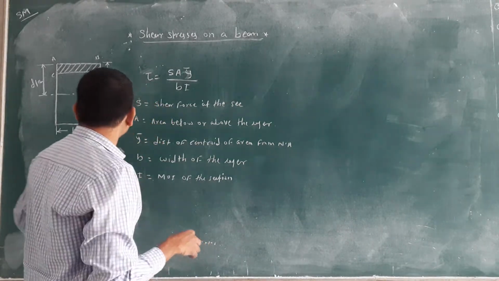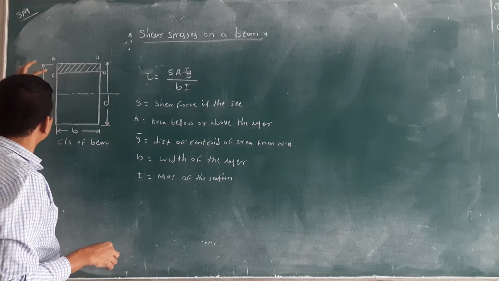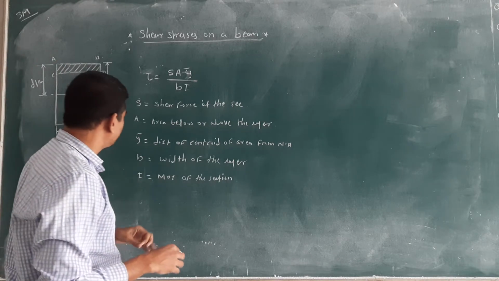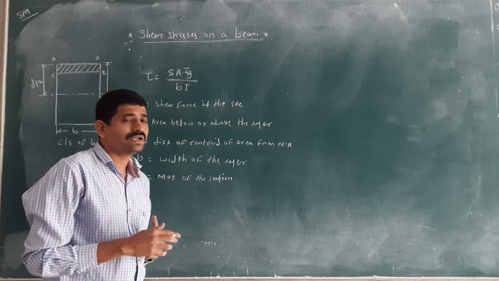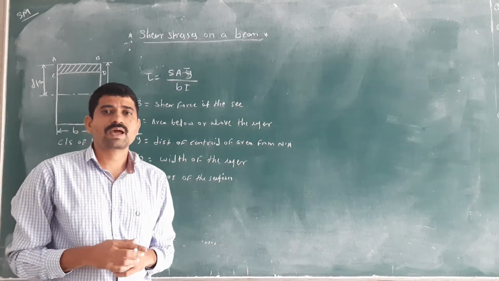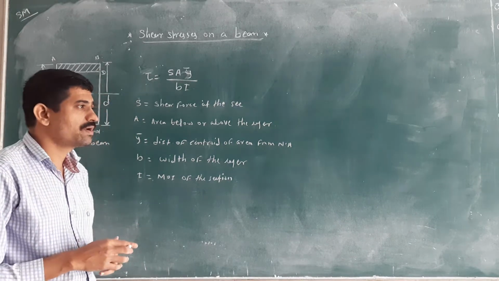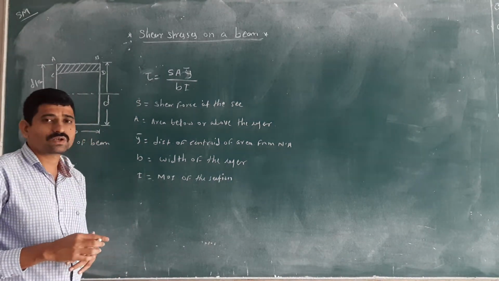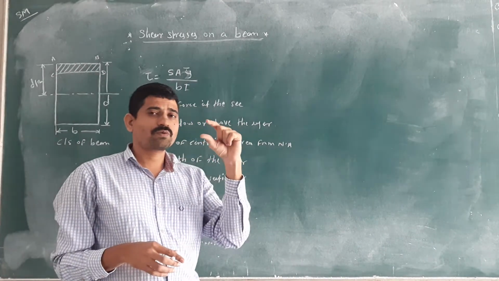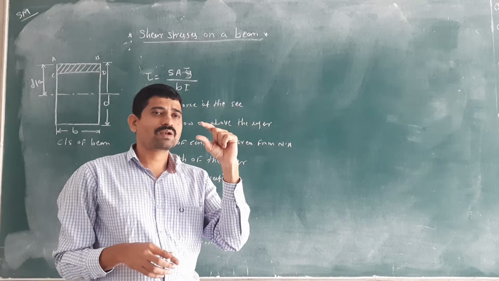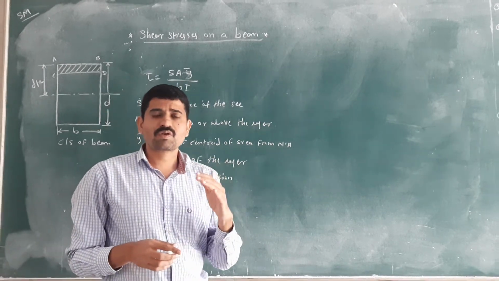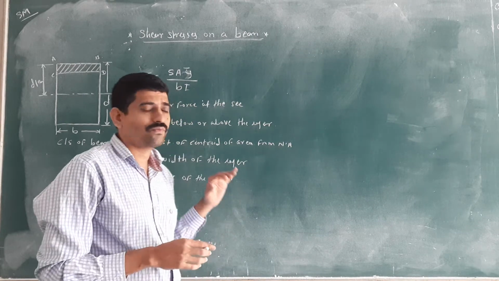Suppose we consider the layer CD and want the area above the layer, then ABCD is the area. Then y bar is the distance of the centroid of that area from the neutral axis. Remember that. If you have considered any area in the beam, you have to calculate its centroid, and take the distance from that centroid to the neutral axis. This is y bar.